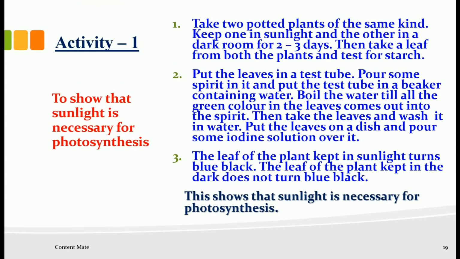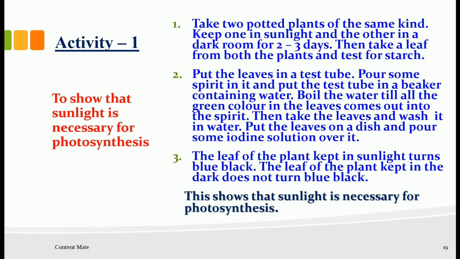Activity 1 that we are going to look at here is to show that sunlight is necessary for photosynthesis. While we were learning the lesson, we learnt that sunlight is the ultimate source of energy that is found on earth. So for photosynthesis, sunlight is a very necessary thing. So let's see the activity.